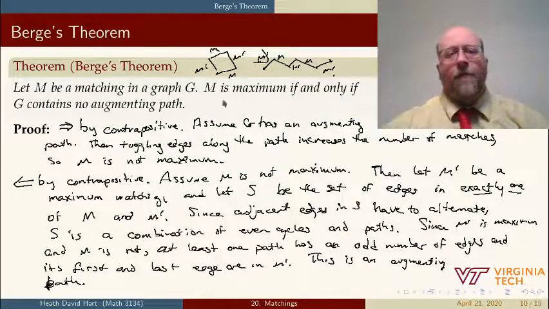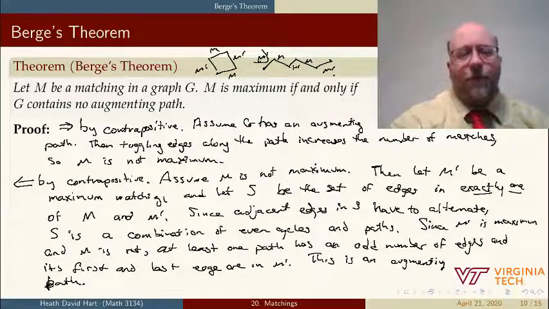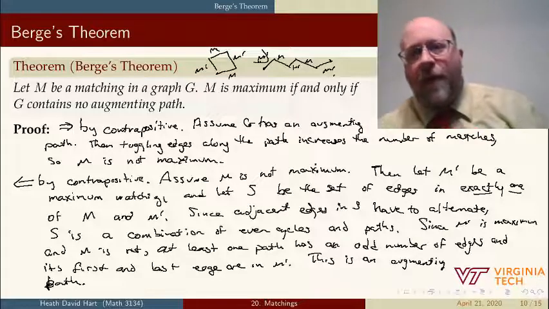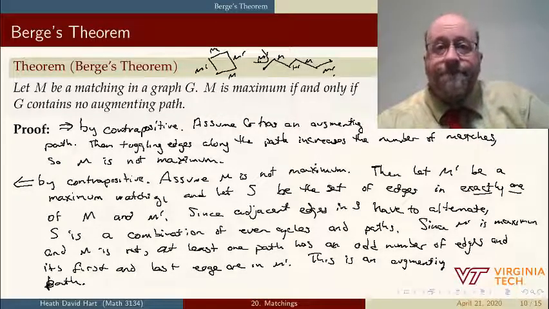And so we have finished this proof. We assumed that M was not maximum. That's the negation of this part. And we showed that G does contain an augmenting path, which is the negation of this part. So the presence or absence of augmenting paths is an absolute ironclad test for whether we have a maximum matching or not. Okay?